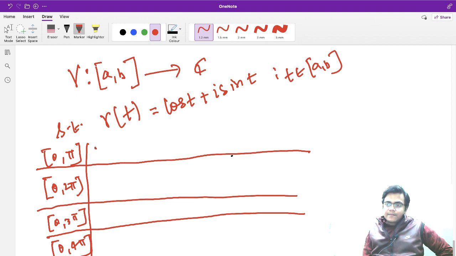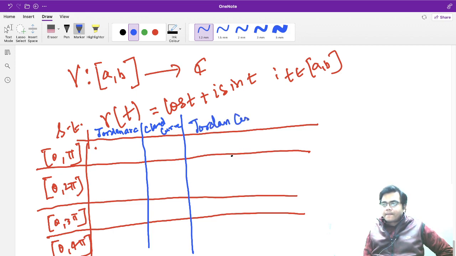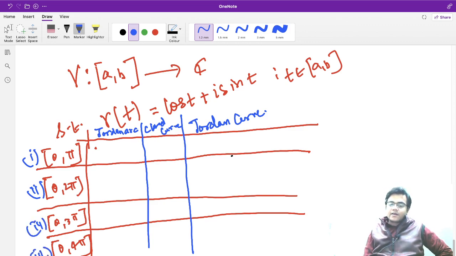When shall you say it is a Jordan arc, or you will say closed curve, or you will say Jordan curve? Let me make one more column and give some numbering 1, 2, 3 and 4 so that I can figure out everything.